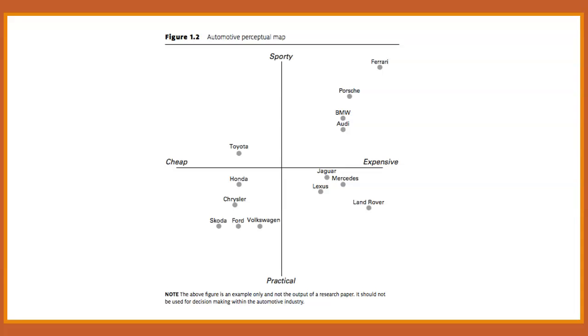So this example is about automobiles. So sporty versus practical and cheap versus expensive. So if I was, say, Volkswagen, and I wanted customers to perceive me as expensive and sporty, I have a lot of work to do because I'm currently being perceived as practical and less expensive than a luxury car. So I need to work on my branding, and I might need to launch a new product too in order to help that branding and perception from customers.